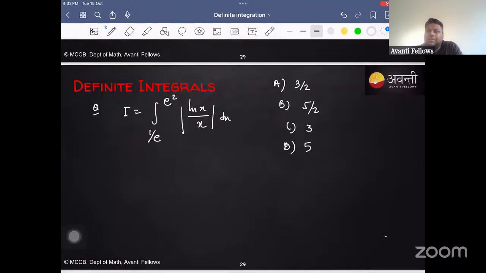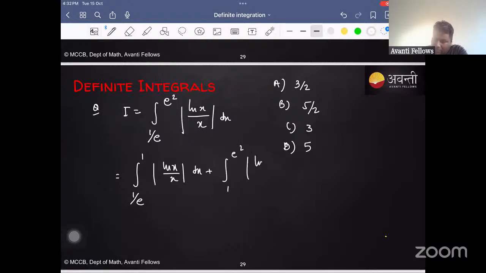Well, now let's see. See, between the limits 1 by e to e square, the denominator is always positive, isn't it? The denominator x is always positive. So the numerator ln x will be negative if x is less than 1, and this ln x will be positive if x is more than 1. So we will break this integration like 1 by e to 1 mod of ln x by x dx plus 1 to e square mod of ln x upon x dx. Got it?